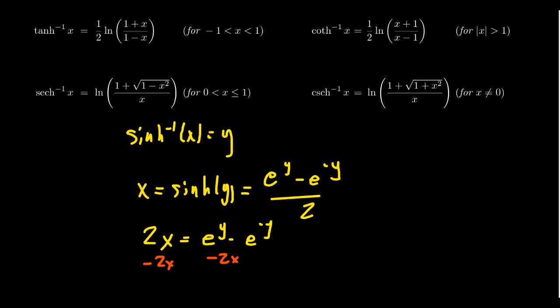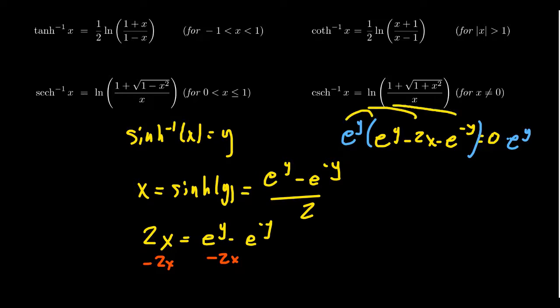And we end up with the equation that e to the y minus 2x minus e to the negative y is equal to 0. The next thing we're going to do is multiply both sides of this equation by e to the y. So we do it to the left-hand side, and we're going to do it to the right-hand side as well. This is the advantage of moving the right-hand side equal to 0. If you times by 0, nothing happens. So distribute this e to the y through.